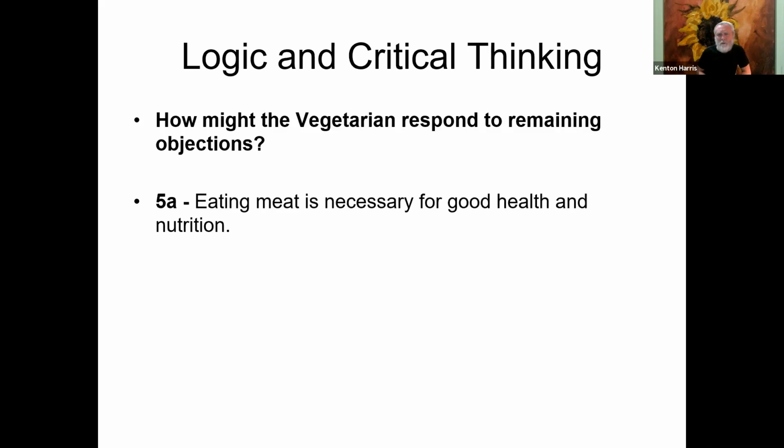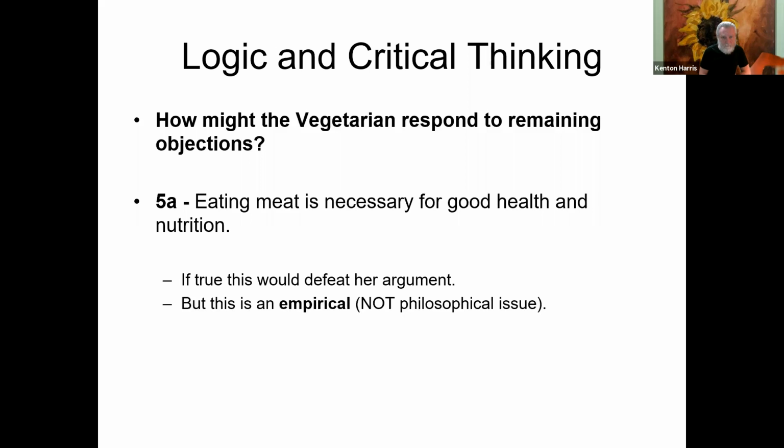So how might the vegetarian respond to objection 5a, that eating meat is necessary for good health and human nutrition? Notice, if that were true, it would defeat her argument. Well, but notice, who should answer the question, is eating meat necessary for good health and human nutrition? Not a philosopher, right? Presumably, it should be a scientist. This is an empirical question, not a philosophical question. We should get a doctor or a physician or a dietitian or a nutritionist or a biologist or someone else involved with the empirical studies.